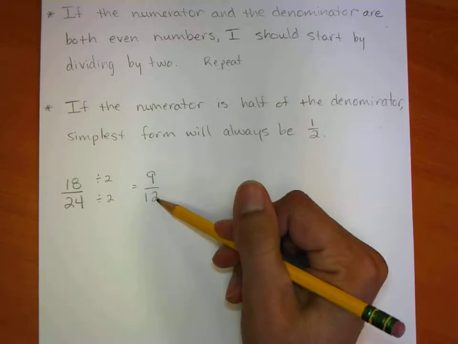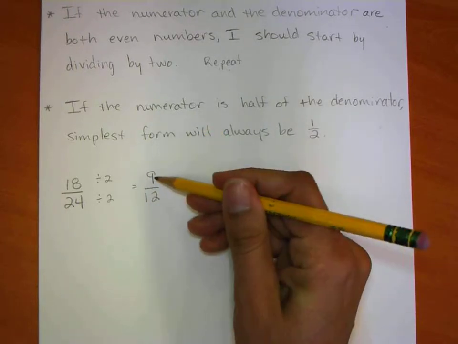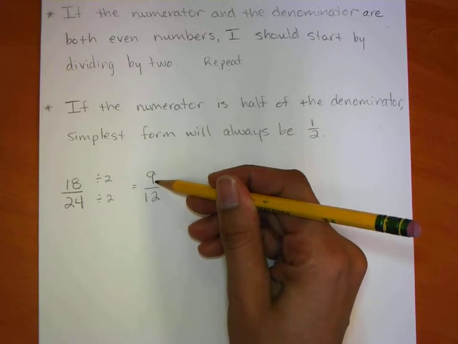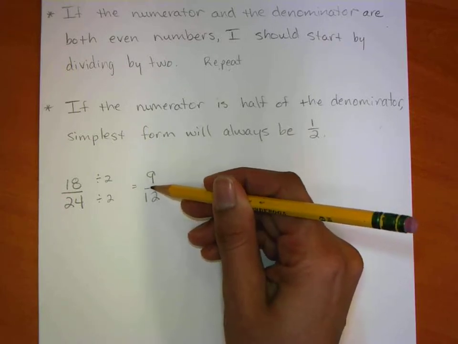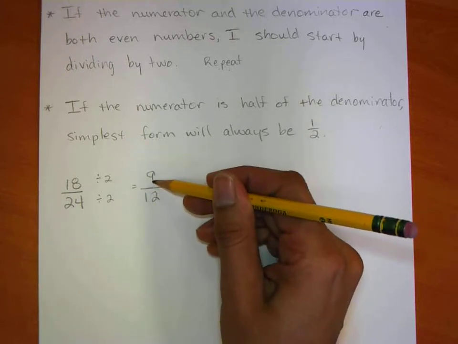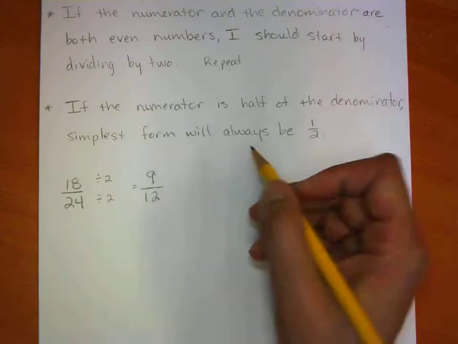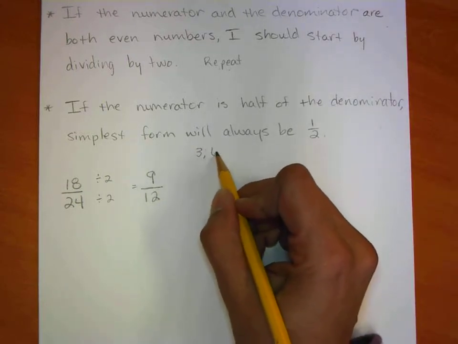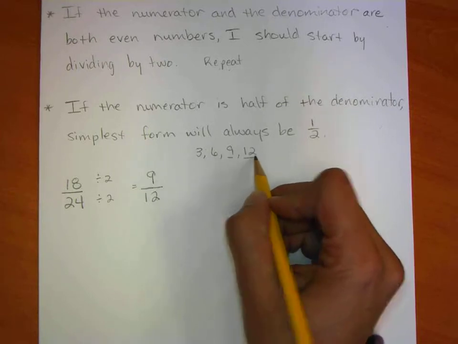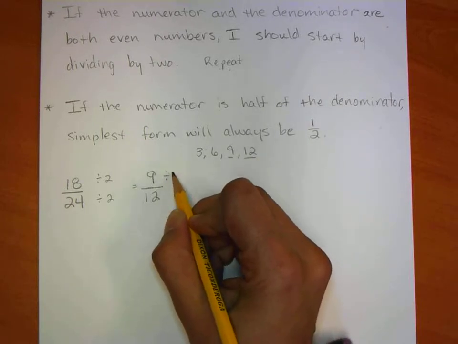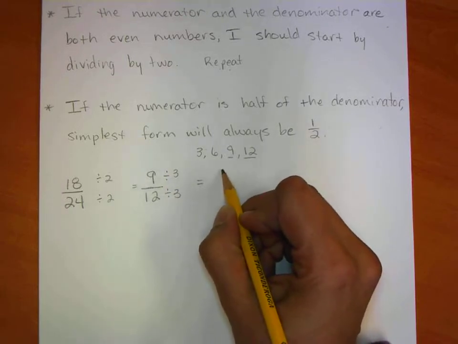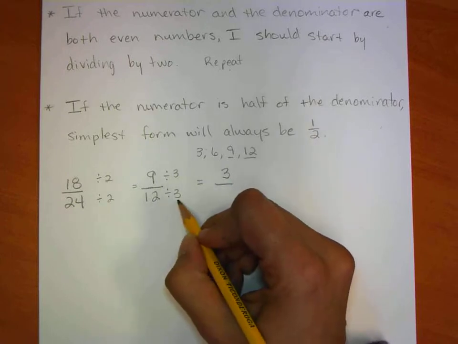Now, I've gotten down to 9/12. I no longer have an even number in the numerator position. However, I do know that if I skip count by 3s, I will land on both 9 and 12. For example, 3, 6, 9, 12. I've landed on both. So I will divide the top and the bottom by 3. 9 divided by 3 is 3. 12 divided by 3 is 4.